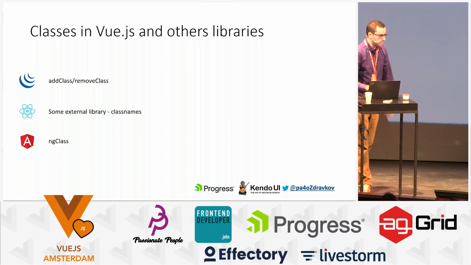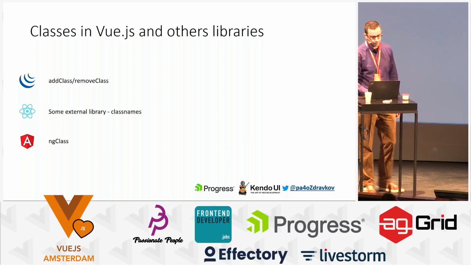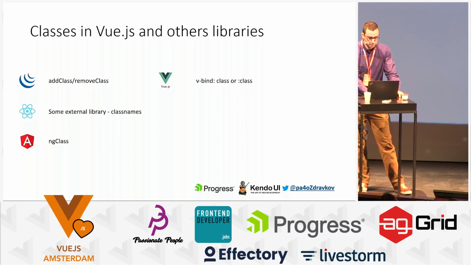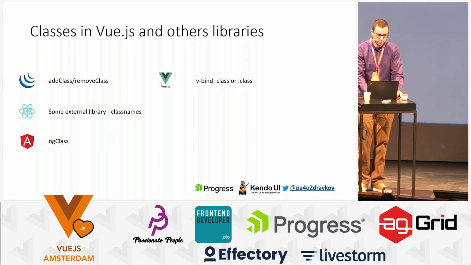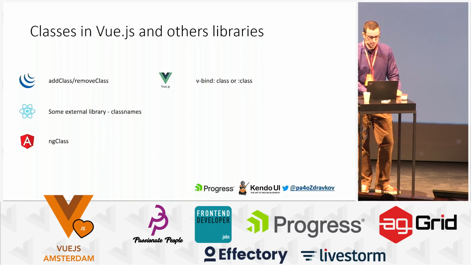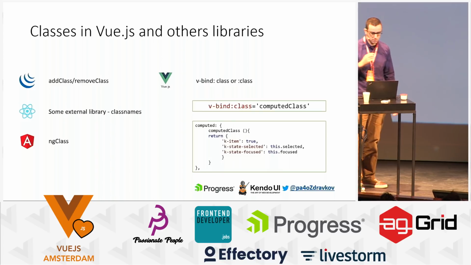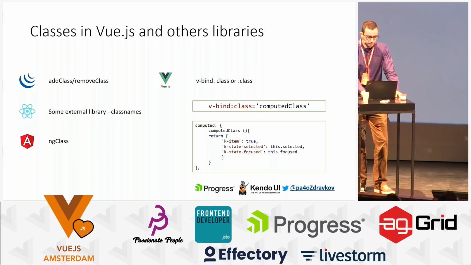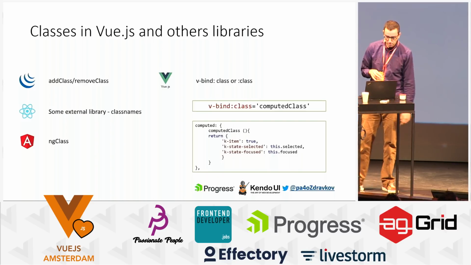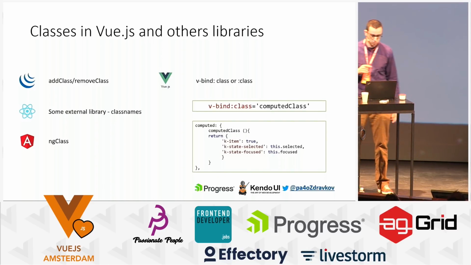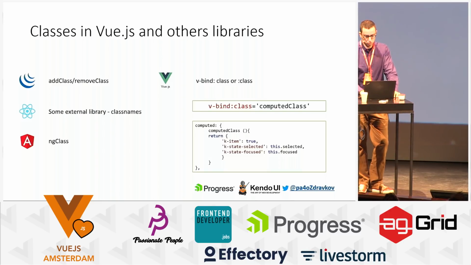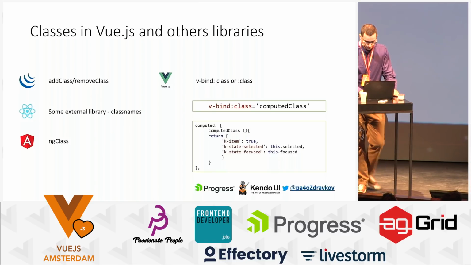In ng-class, we have a nice implementation that supports array and object, and same in Vue, where we have v-bind:class or the colon class. My favorite way of using this is to have a v-bind bound to a computed property. If you don't know computed properties, it's like a function that is only executed if some of the data properties in it are changed. Otherwise, it is cached and it's not executed.